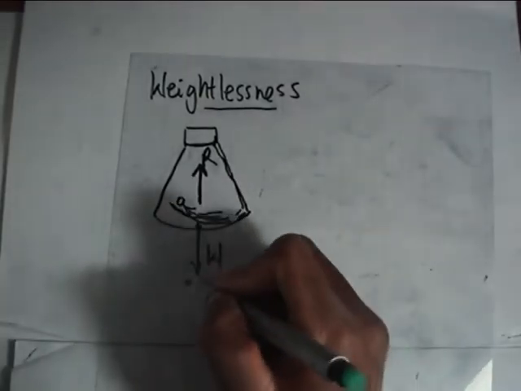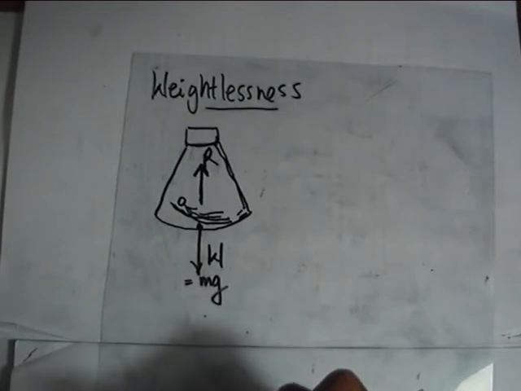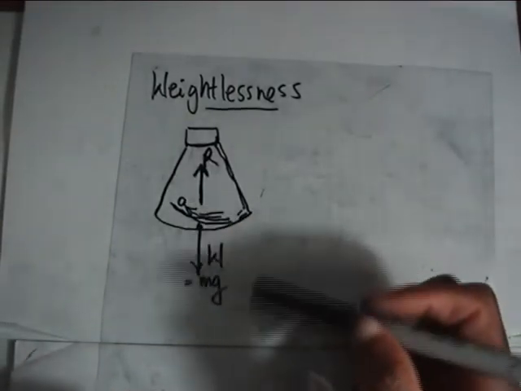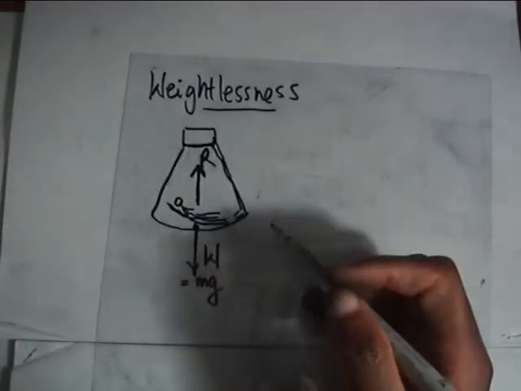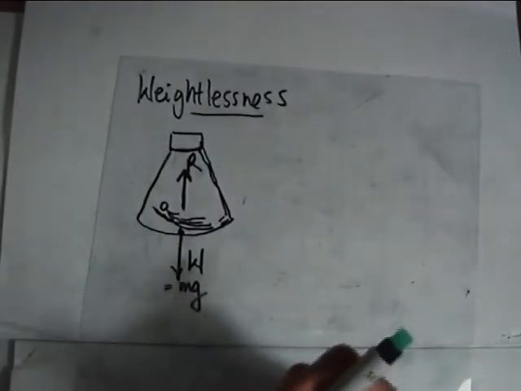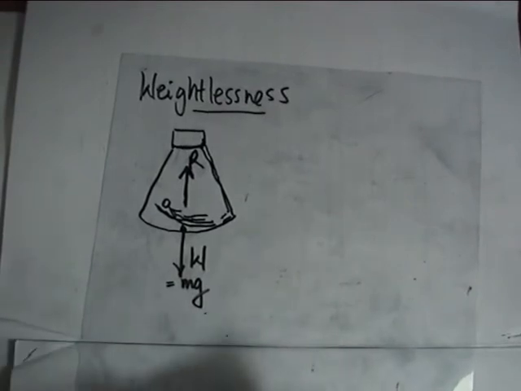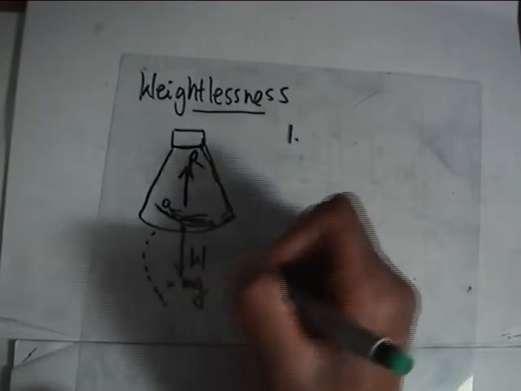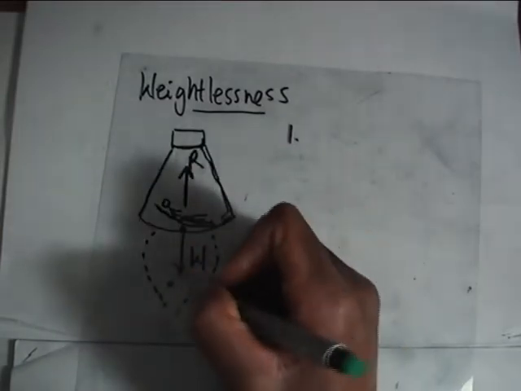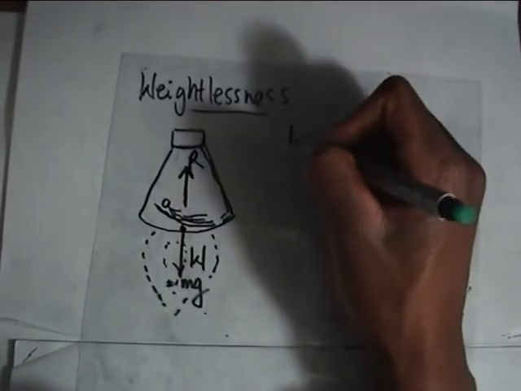And this weight is calculated as mg. So W is equal to mg. These are the total forces. Now let's calculate the resultant force. Let's put two situations. The first situation is when Mark was still going up in space, when his rocket was still blasting off. That is situation number one.